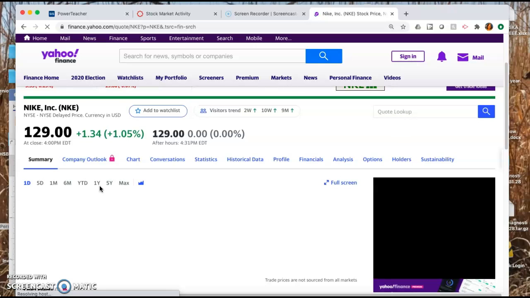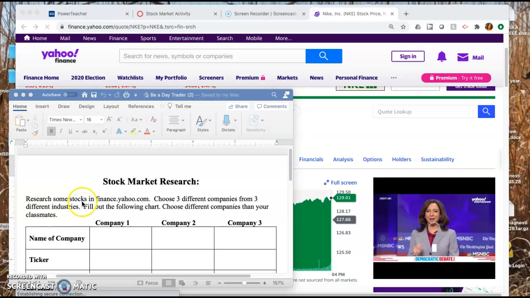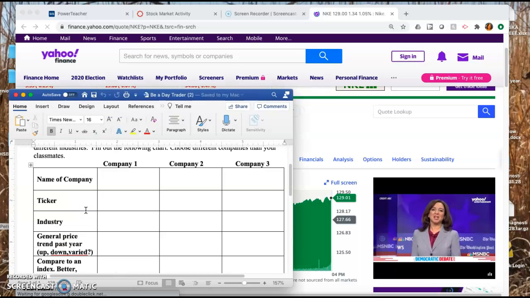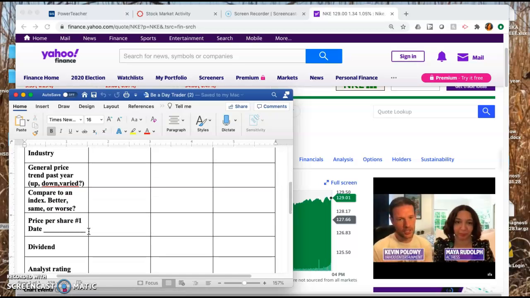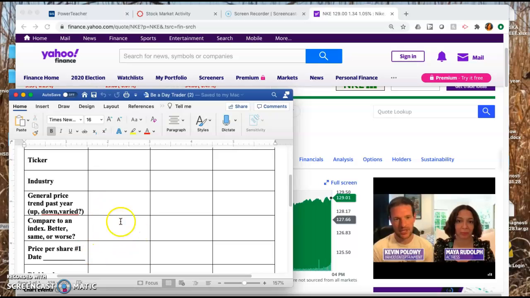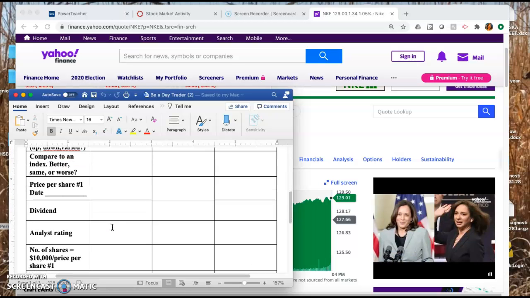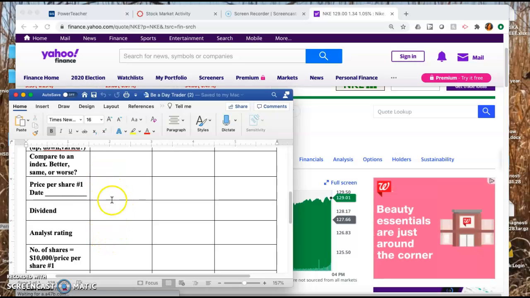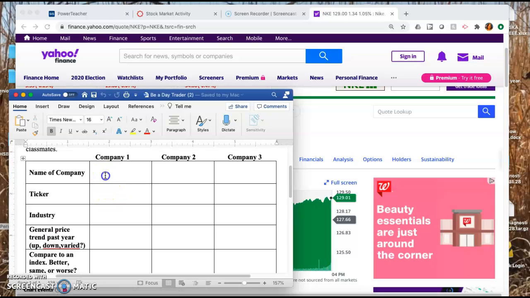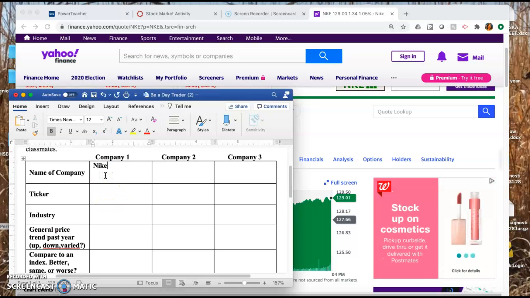From this summary page, we see a number of key pieces that are on your table here: the name of the company, the ticker, the industry, the price per share and how that compares over the past few years. We're going to look and see if they have any dividend and the analyst rating. So let me show you where to find all of this information. I would start out typing in Nike.